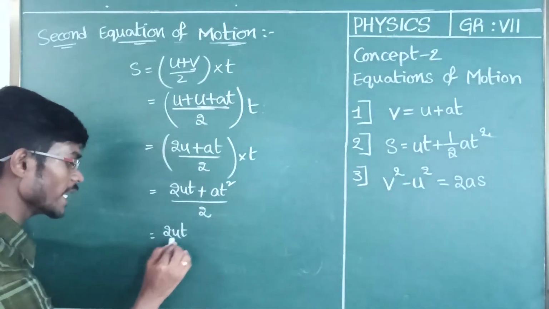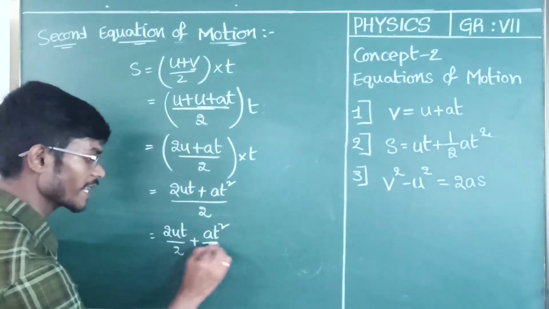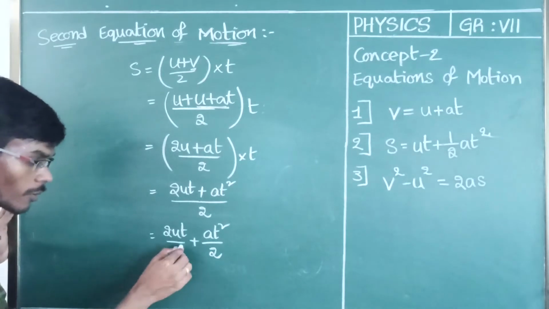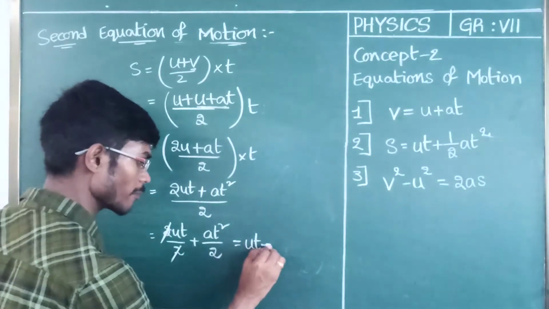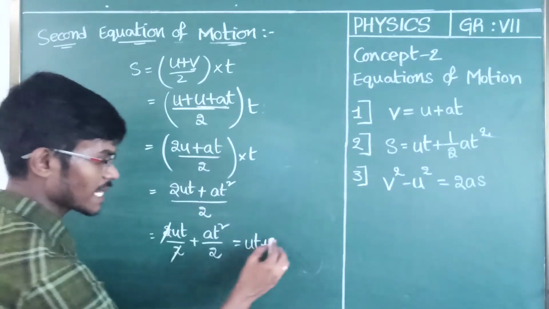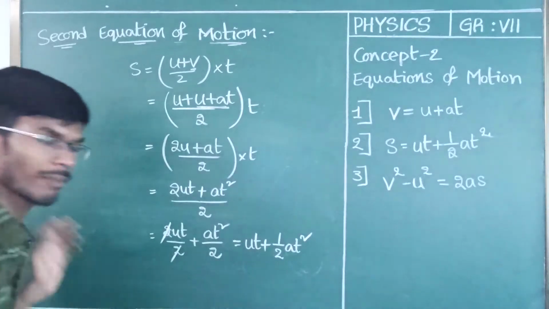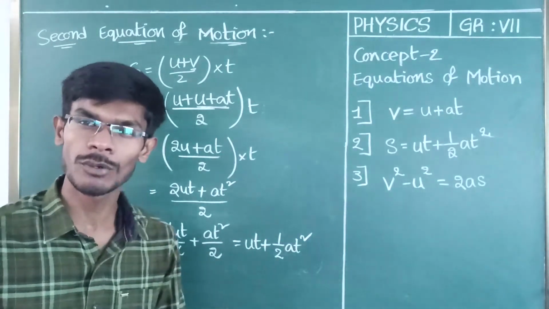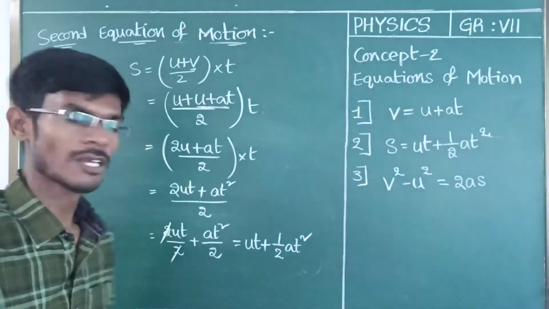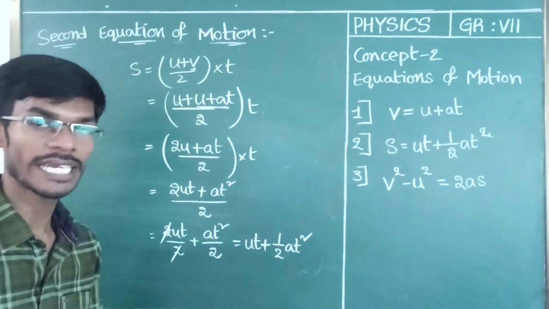Then if you do like that, this equation becomes 2ut by 2 plus at square divided by 2. Now 2 gets cancelled. Then what is the remaining thing? ut plus 1 by 2 into at square. 1 by 2 into at square means at square by 2 alone, so there is no change. So what is the second equation of motion? We got ut plus half at square.